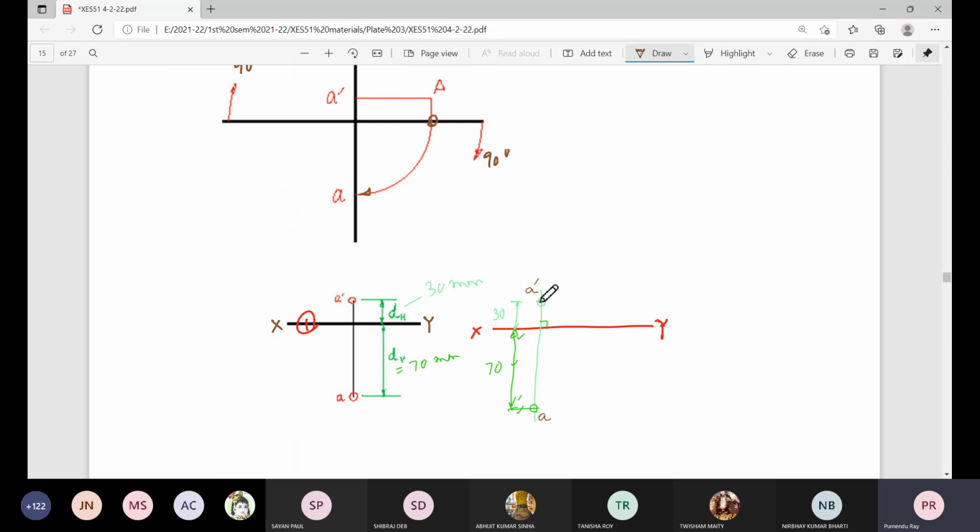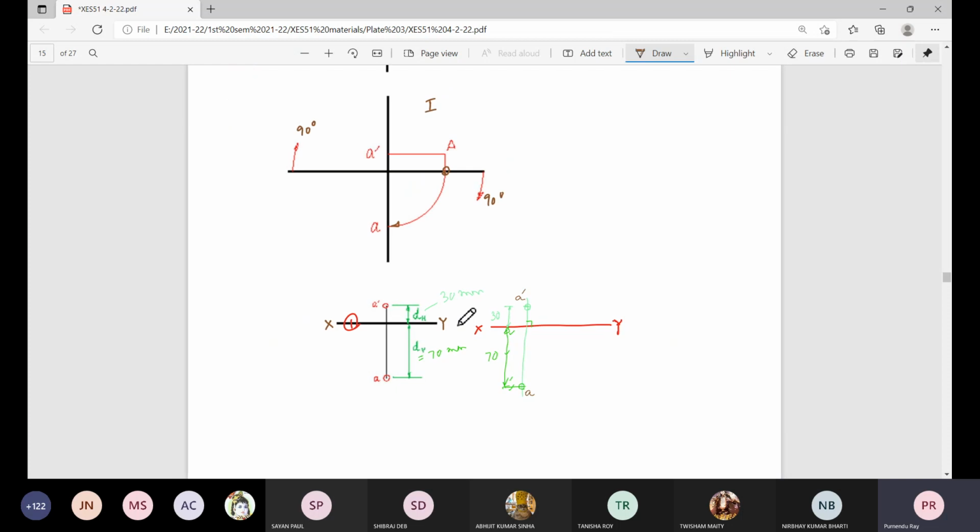Ground line, and a very thin line perpendicular to this XY line. On this line, mark a point at a distance. As an example, it is 30 millimeter, which is given as the height of the point capital A, which is the distance above HP. And this is the distance from the vertical plane, coming below the XY line, because when you rotate, this location comes down below the XY line. Okay. So this is a very important step.